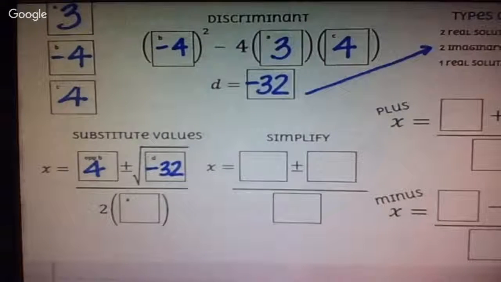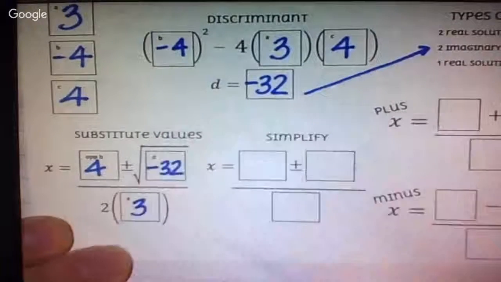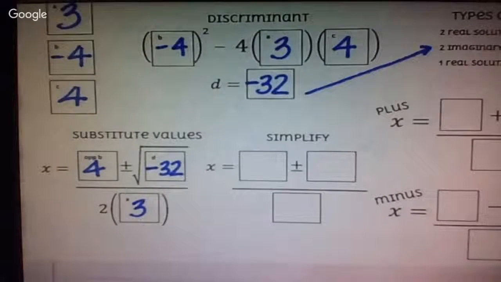And then in the bottom, all over 2 times A. And your A is 3. If you notice, they've got the little letters on what goes where and how to do it.